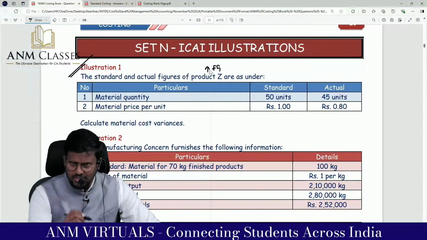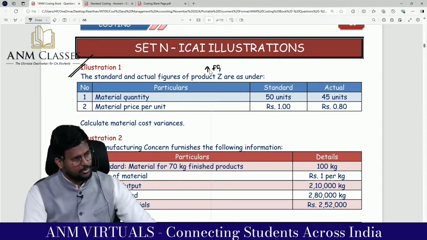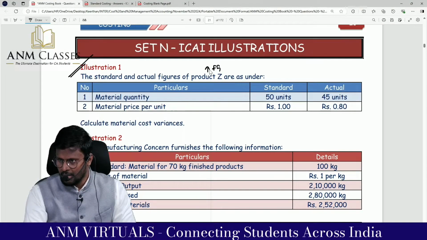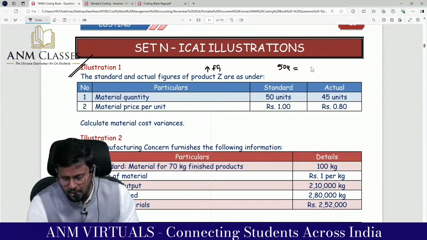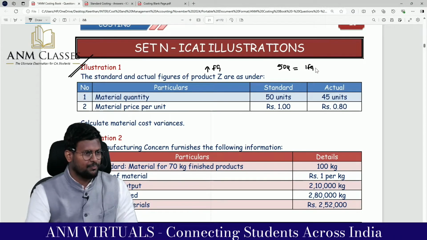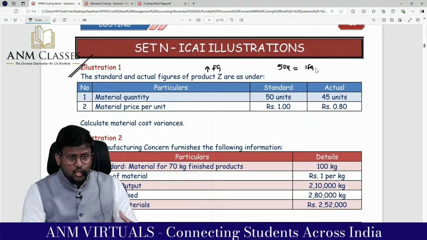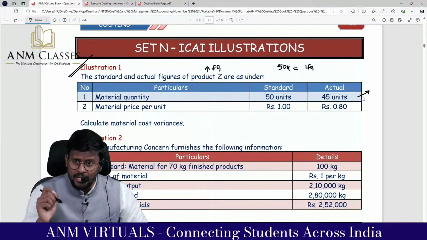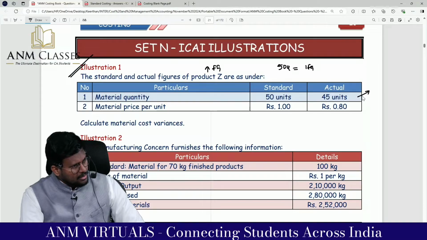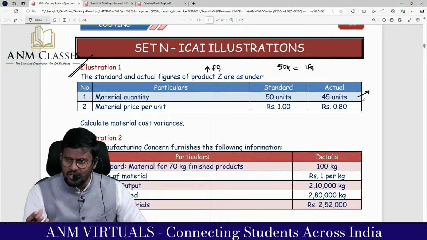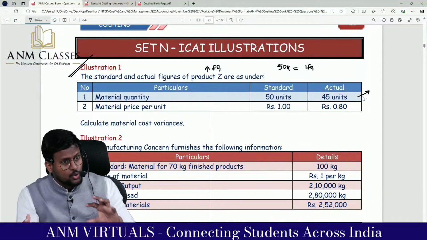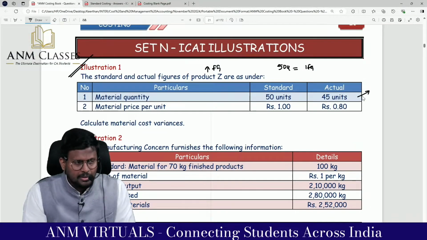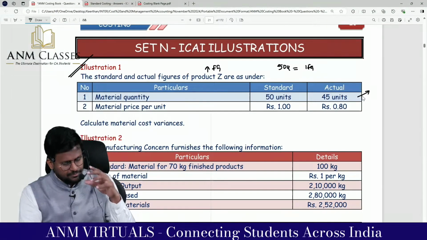1 unit of finished goods தயாரிக்க 50 units of raw material தேவைப்படுது. So 50 units of raw material is equal to 1 finished goods. Right? But actually I have used only 45 units. That means material usage variance is favorable. Because instead of using 50 units, I have used only 45 units. That means I have used less number of units, so material usage variance is favorable.